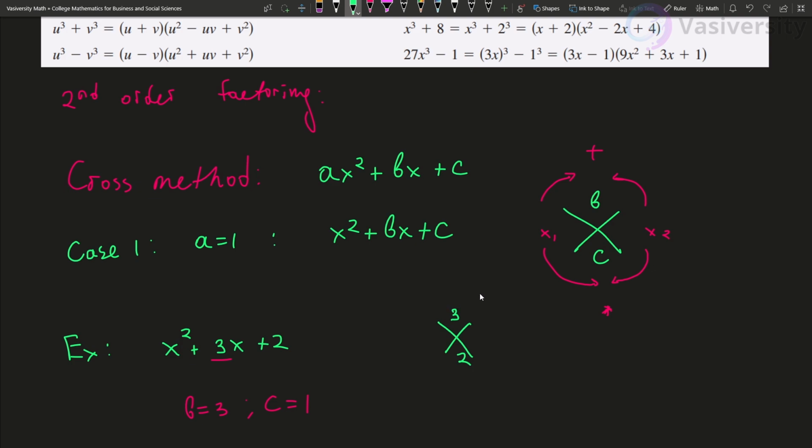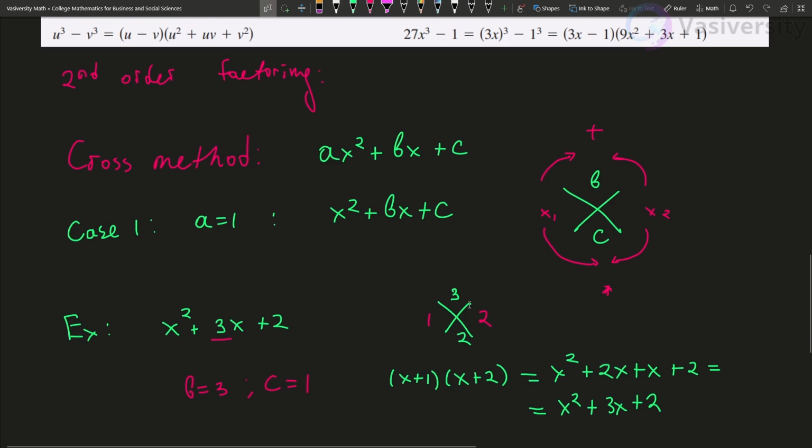3 is not possible, because 3 plus 1 is 4, so we cannot have it. But if we say 1 and 2, we can do 2 and 1, it doesn't matter. The reason why a equal to 1 is nice is because we can immediately say x plus 1 times x plus 2. So we have x times x is x squared, x times 2 is 2x, 1 times x is x, and 1 times 2 is 2. So that's indeed x squared plus 3x plus 2. Right, so the cross method works.